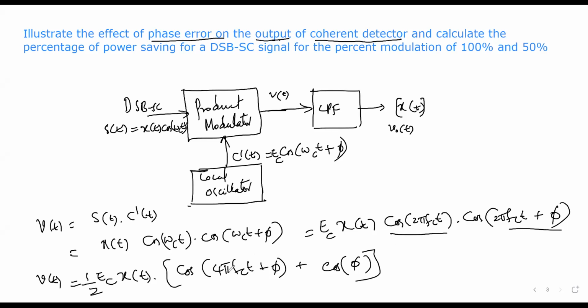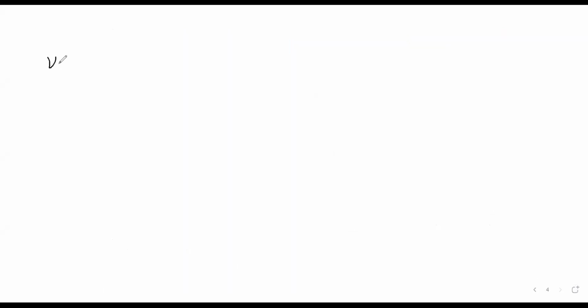And out of these two terms, the first term is passed through the low pass filter. When passed through the low pass filter, only the low frequency components are passed and the higher frequencies are eliminated. So the output we will get as V naught of t will be equal to 1 by 2 EC x of t cos phi.